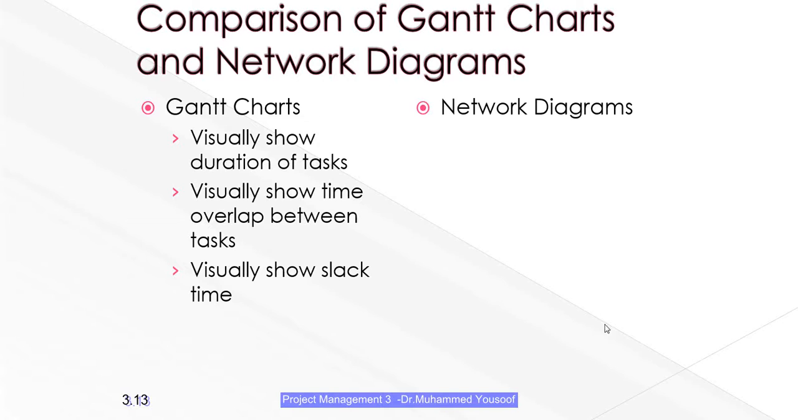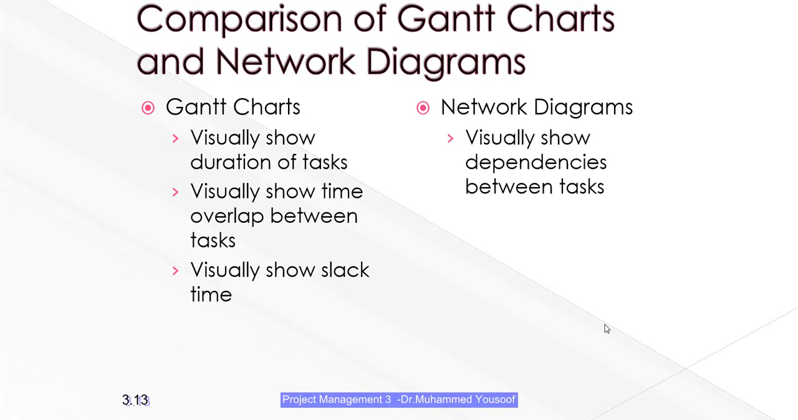The next one is called network diagram, which I already explained to you. It shows the dependencies, it shows the relationship between the tasks. Here it shows the overlap, here it shows the dependencies. That means Task 1 has to be completed to continue with Task 2. Without Task 1, you cannot do Task 2, for example.